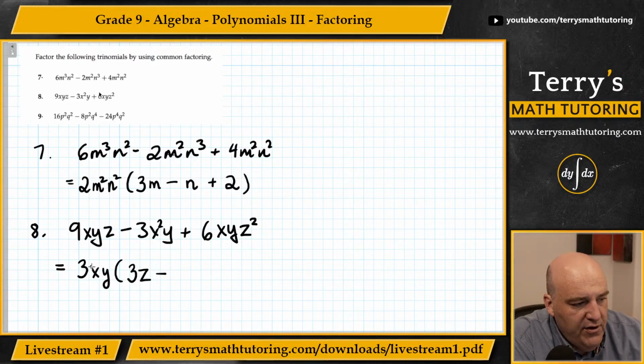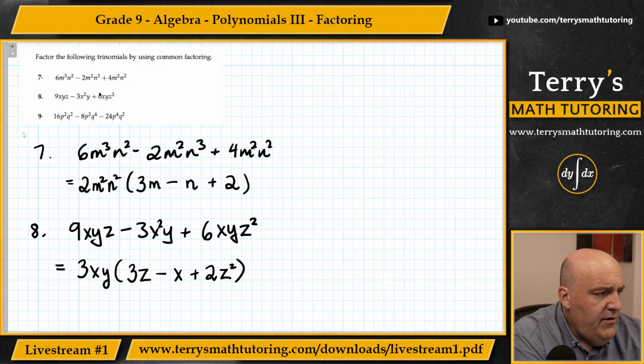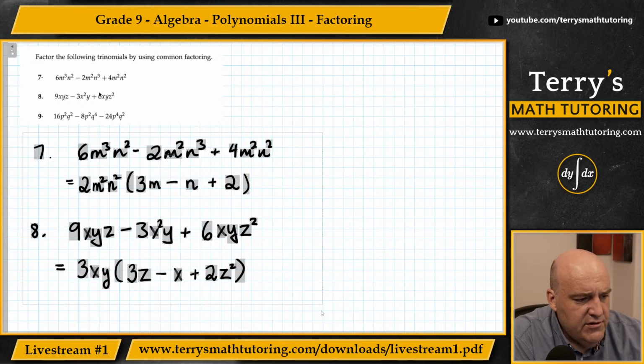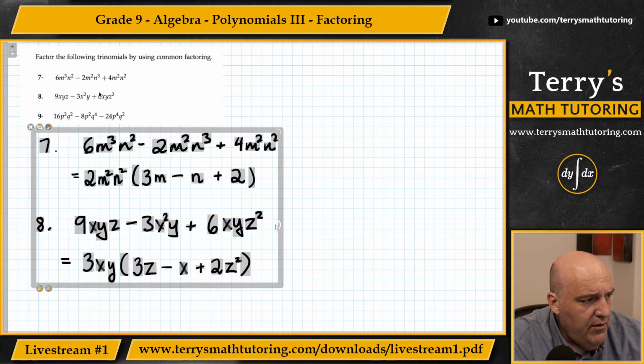The 3 is gone. We had 2 copies of x, but we pulled one out, so there's a single copy left. The y has been pulled out front. And we pulled out a 3 from the 6, so there's a 2 there. The x and y are pulled out, and then there's a z squared remaining. So that's that one. Now for number 9, let me just get a little bit more room here.